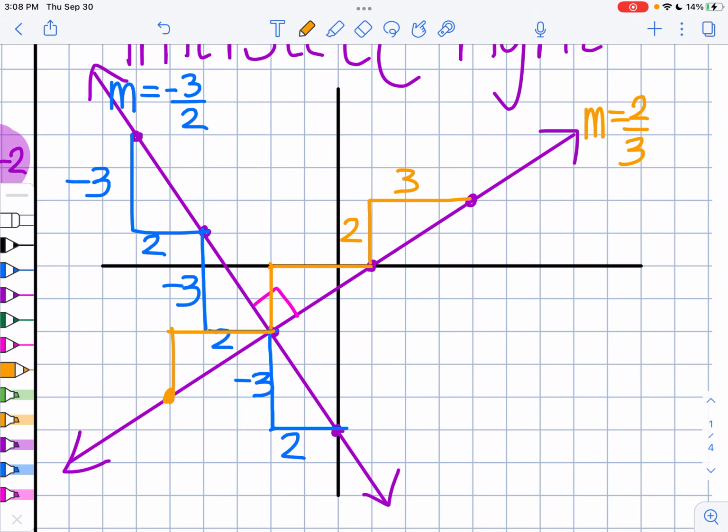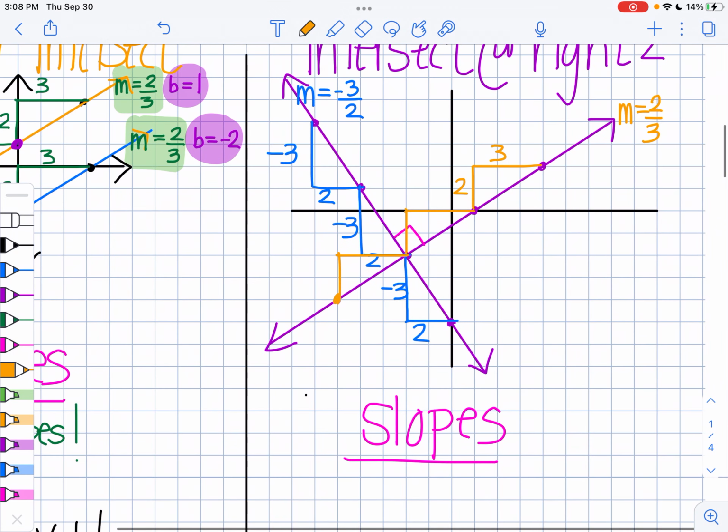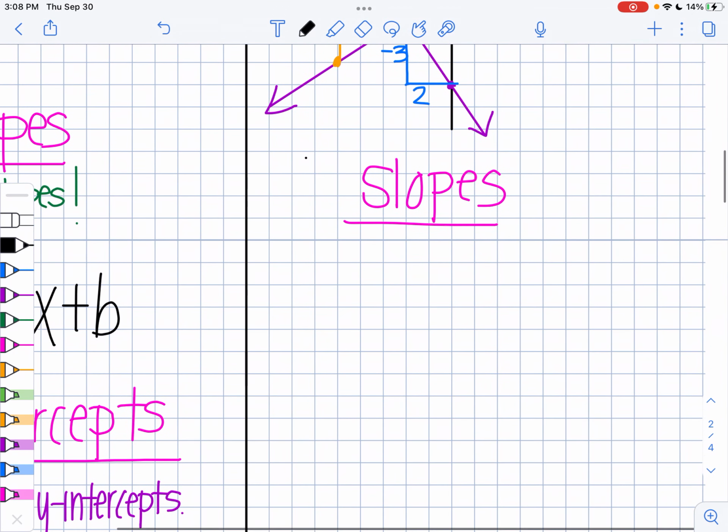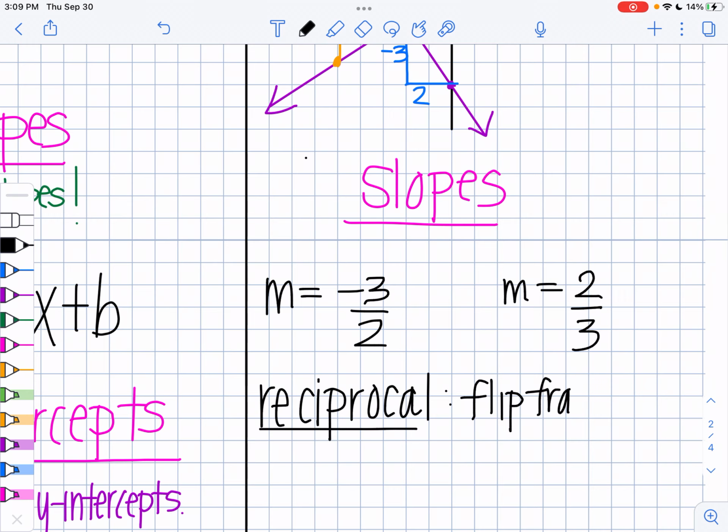So let's see if we can look at how they are related. I'm going to zoom this out a little bit so I can write them down here. We had the slope of one, which was negative 3 over 2, and the slope of the other, which was 2 over 3. There's a couple of different ways you can remember this. Have you ever heard of the word reciprocal? A reciprocal is the flip of the fraction. You flip over your fraction.